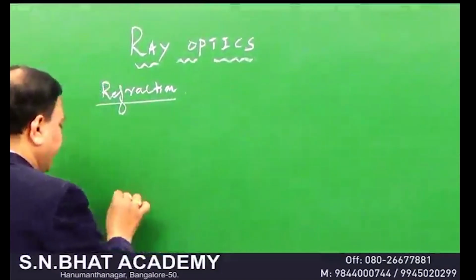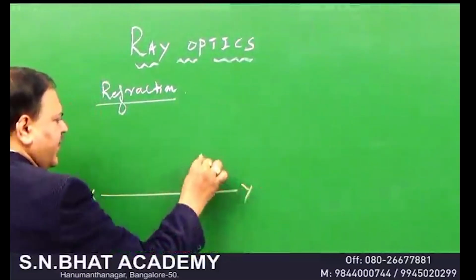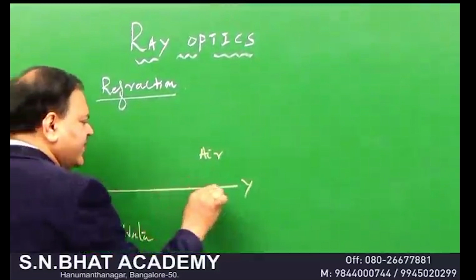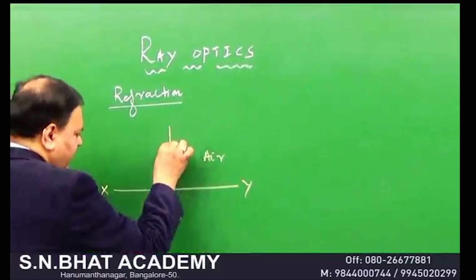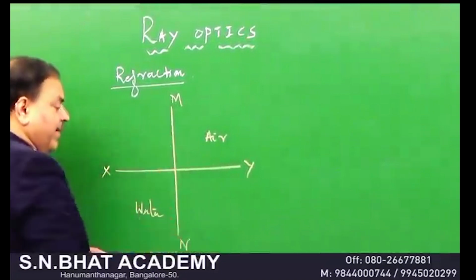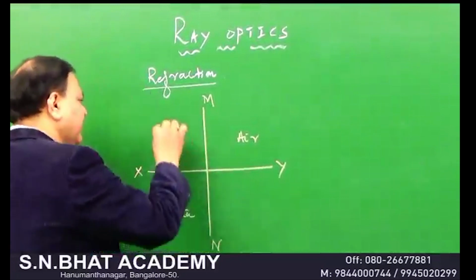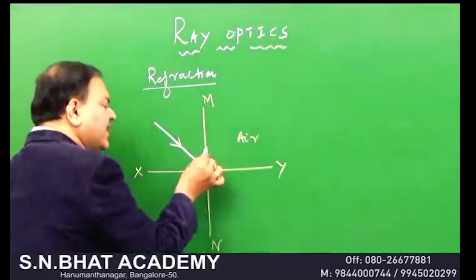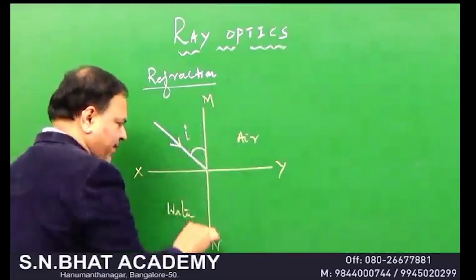You know that in studying refraction, there is a surface of separation XY. That means if here is air and here is water, that water surface is called a surface of separation, and here is a normal. We draw the normal because we want to measure the angle of incidence and the angle of refraction. Suppose a ray of light is incident, then we measure the angle from the normal. That's called the angle of incidence.